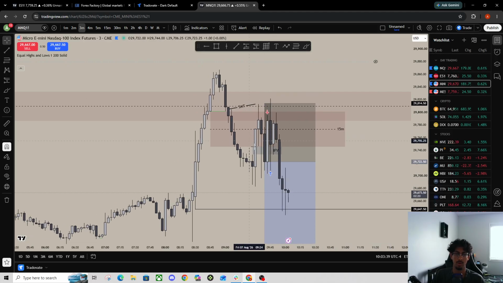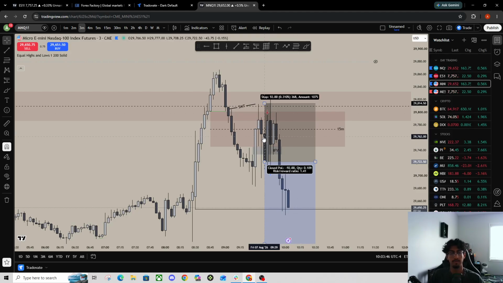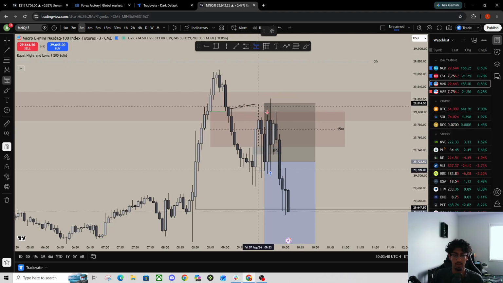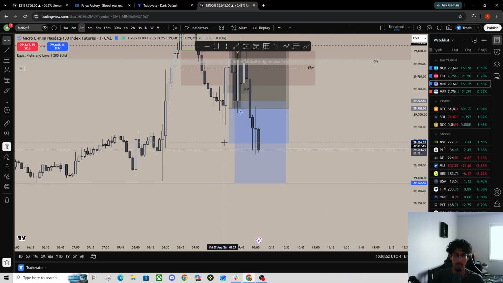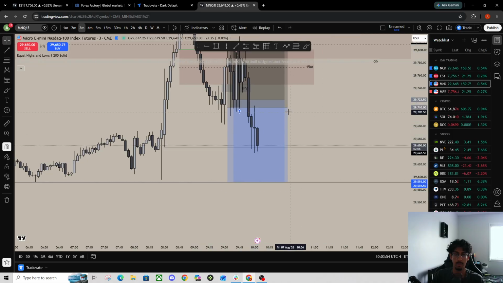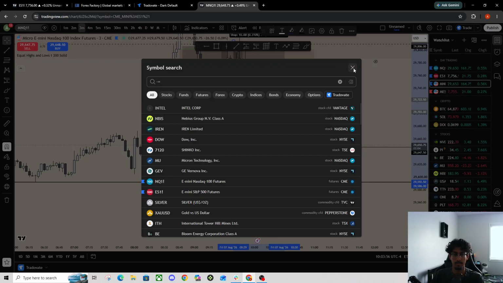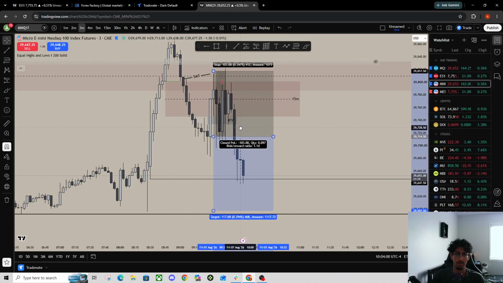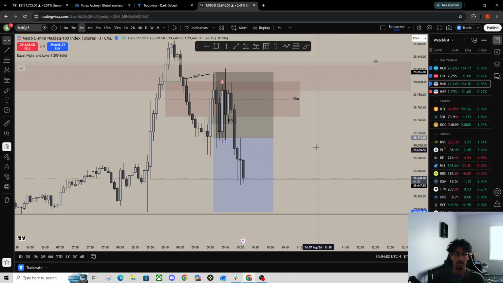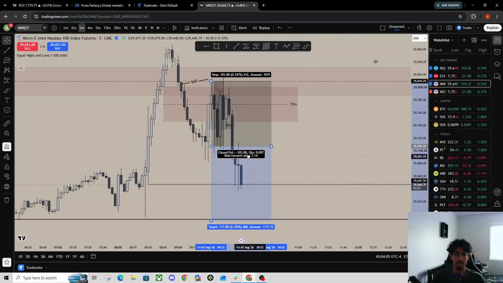I saw this strong displacement candle displacing through here, so I just kind of ignored this wick. If we closed on this first wick, like over here, I would have just had my stop loss over there, TP at this low, and I would have probably risked closer to 700. Yeah, about 700 on this trade instead of 500.